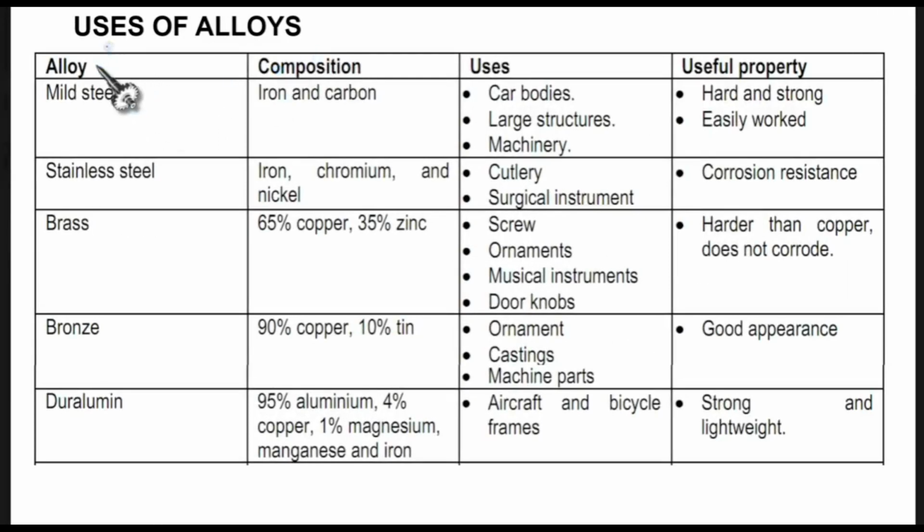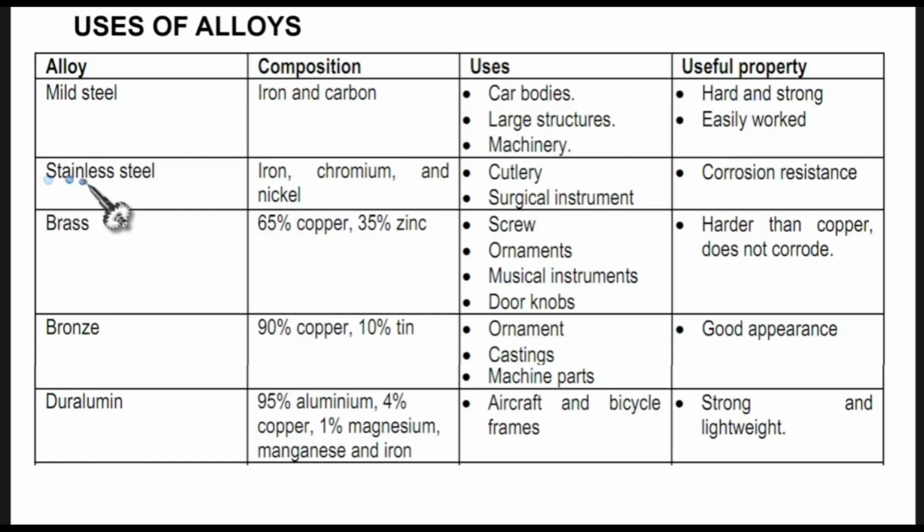So in this table we have alloys, then the composition of the alloy, uses of the alloy, then the useful property upon which the use depends. For instance, here we have mild steel as an alloy, and its composition is that it is made up of iron and carbon, and its uses are in car bodies, large structures, and machinery. And then the property that enables it to be used here is that it is hard and strong, and easily worked on.